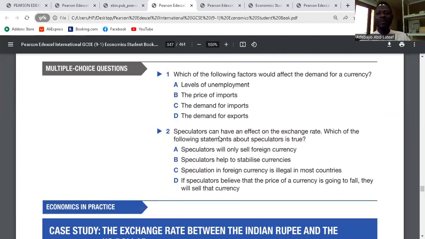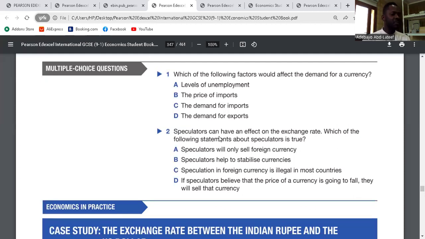Which of the following factors would affect the demand for a currency? The demand for a currency could be based on interest rates, speculators, the demand for exports. So the level of unemployment cannot determine the exchange rate. Unemployment is a macroeconomic objective and it can be addressed through supply side policy. So it's not there. And when we talk about foreign exchange, it's a monetary policy.